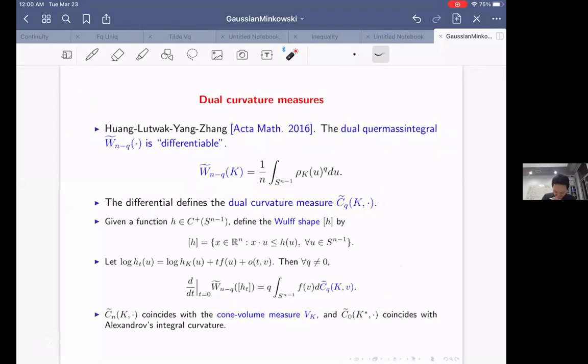So differentiable here means that, given a function h, we can define the Wulff shape as the intersection of the half-spaces generated by h, and let h_t be the log family. Then the dual curvature integral of the Wulff shape is differentiable, and this differential defines the so-called dual curvature measures.